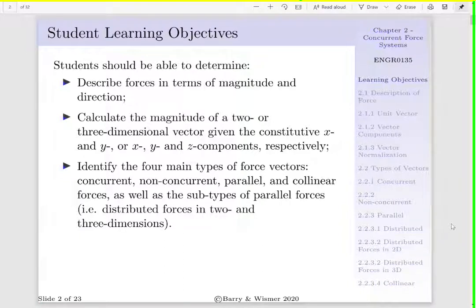And you should be able to identify the 4 main types of force vectors: concurrent, non-concurrent, parallel, and collinear, as well as the subtype of parallel force vectors, i.e. distributed loads in 2 and 3 dimensions.